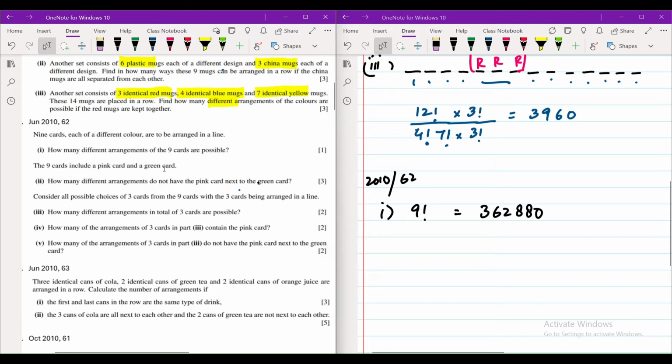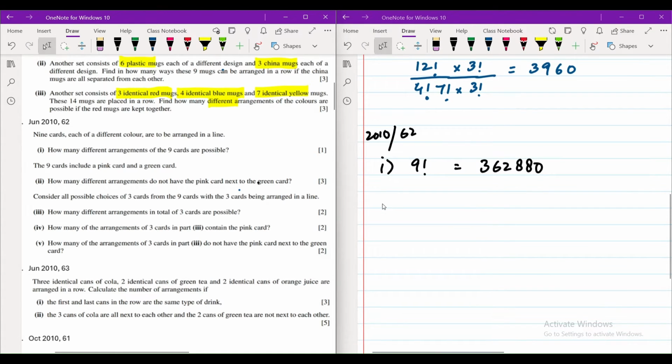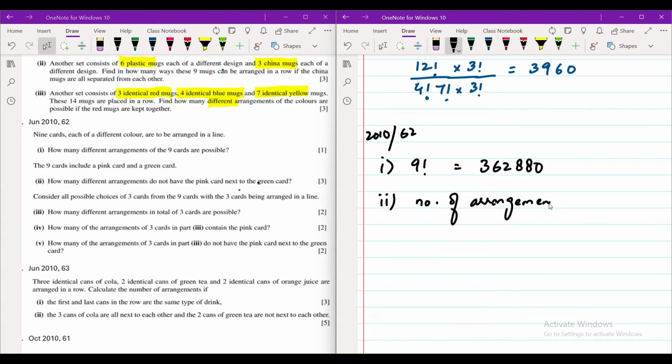9 cards include a pink card and a green card. How many different arrangements do not have the pink card next to the green card? Now, what we can do over here is we can find out the number of arrangements in which they are together and subtract it from the total number of arrangements. So, number of arrangements in which green and pink are together.